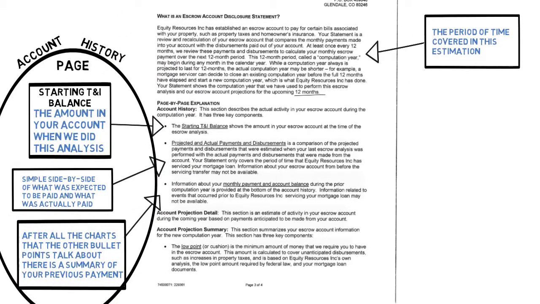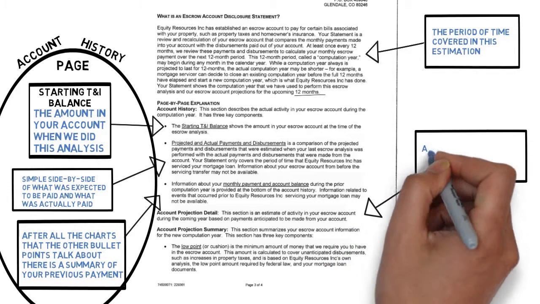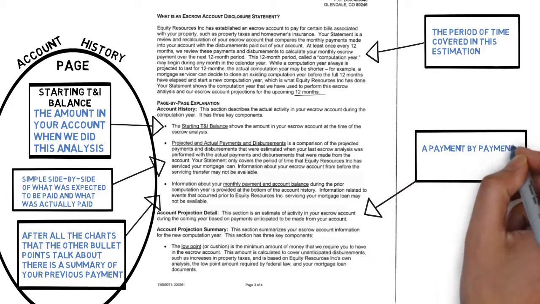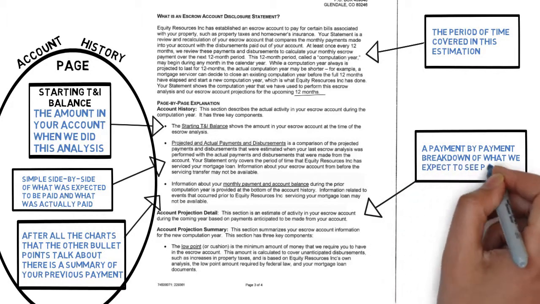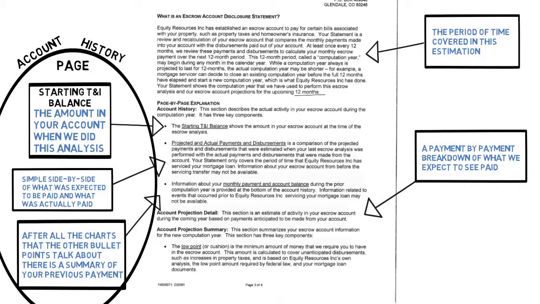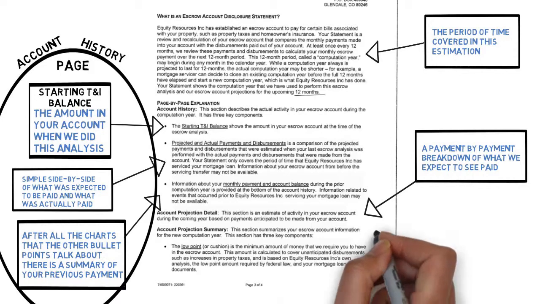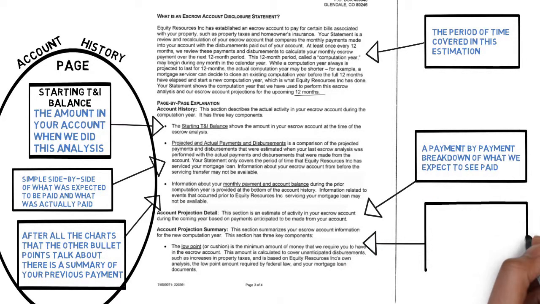The next page is your account projection. This is a detailed disbursement by disbursement breakdown of what we expect to see on your account. We'll talk about this more with our example, but basically this will show how much is in your escrow account at any given point, and how much is expected to be taken out for taxes and insurance.